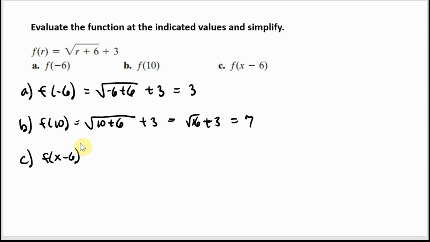Fascinating. So this is the square root of, I'm going to replace here the r with x minus 6. So this is x minus 6, but the equation already has a plus 6 there, under the radical, and then outside is plus 3. So the minus 6 plus 6 cancels out. All you have left is just the square root of x plus 3. And that's it.